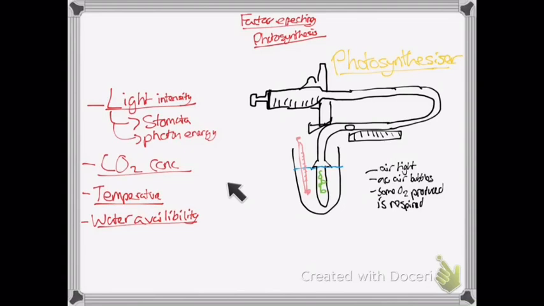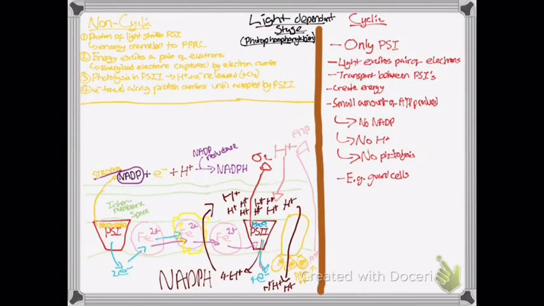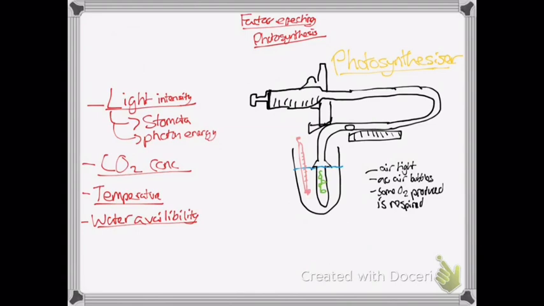Our final one is water availability. So we know water is used in photolysis, so it provides hydrogens and electrons. If we've got no water, we cannot produce ATP, we cannot produce NADPH, nothing is produced. So water really is an essential element. However, you don't need too much water for photosynthesis to be able to occur.